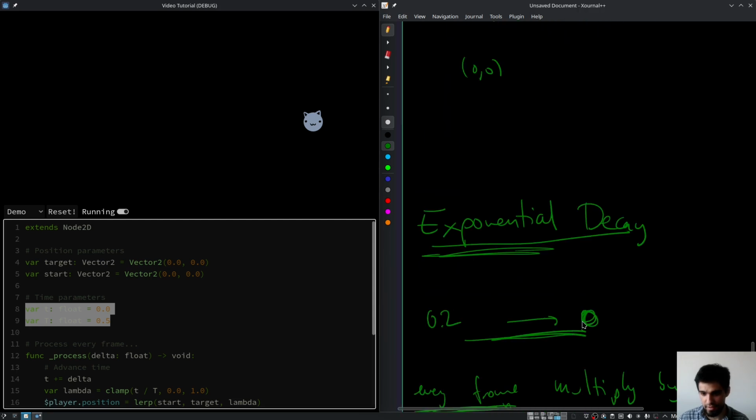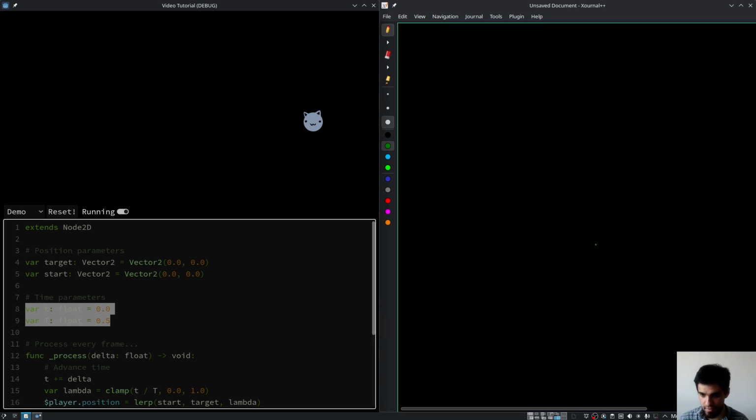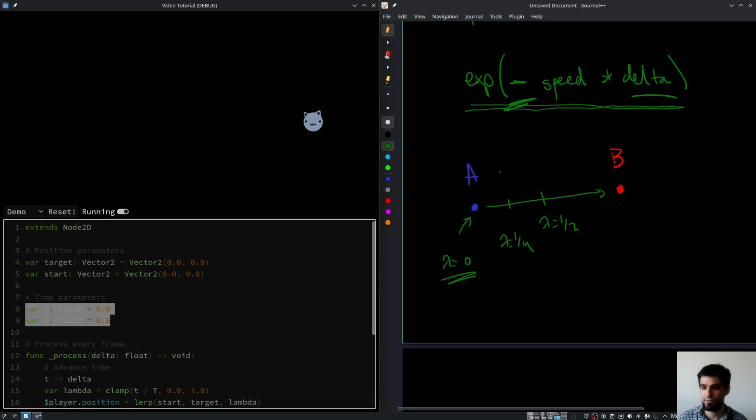But this is if we want to go from like 1 to 0. What happens if we want to go from A to B? And this is where linear interpolation comes in helpful. So once again, if we want to go from A to B, linear interpolation is going to give us this at lambda equal to, I don't know, lambda equals a half. This would be lambda equals a quarter. This is at lambda equal to 0, and so on and so forth. And so we have this multiplier that is when we want to go from 1 to 0.